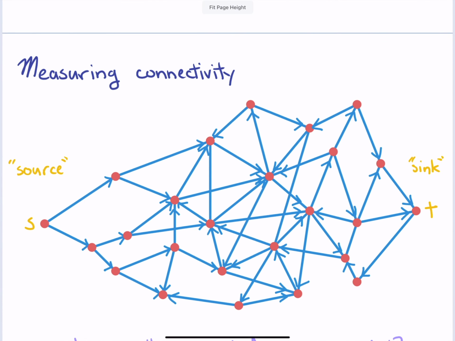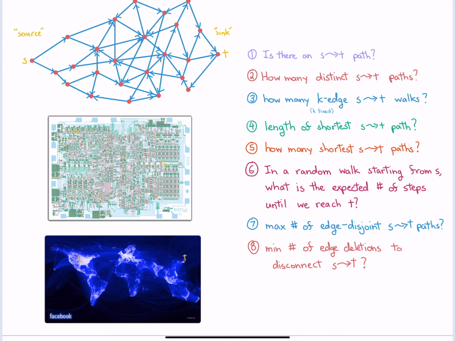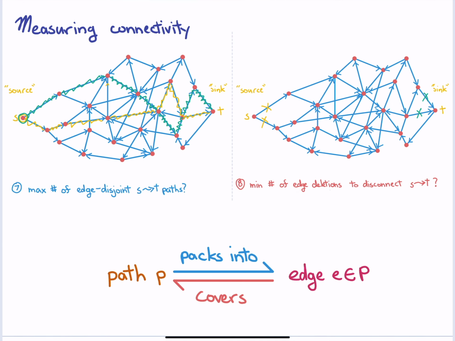The high level question we were interested in last class was, in some sense, trying to understand how well connected two vertices are. And one can quantify this in a number of different ways, but we ended up focusing on two questions in particular that turned out to be closely related. One is, what is the maximum number of edge disjoint paths from S to T? How many different simultaneous connections can you have from S to T?